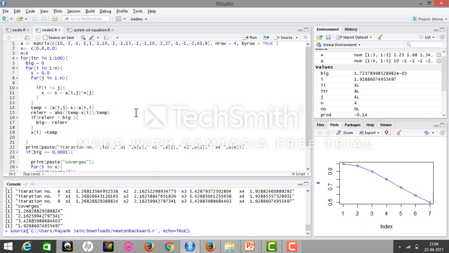So in this way, we can solve this question by using the Gauss-Seidel method in the R programming language.